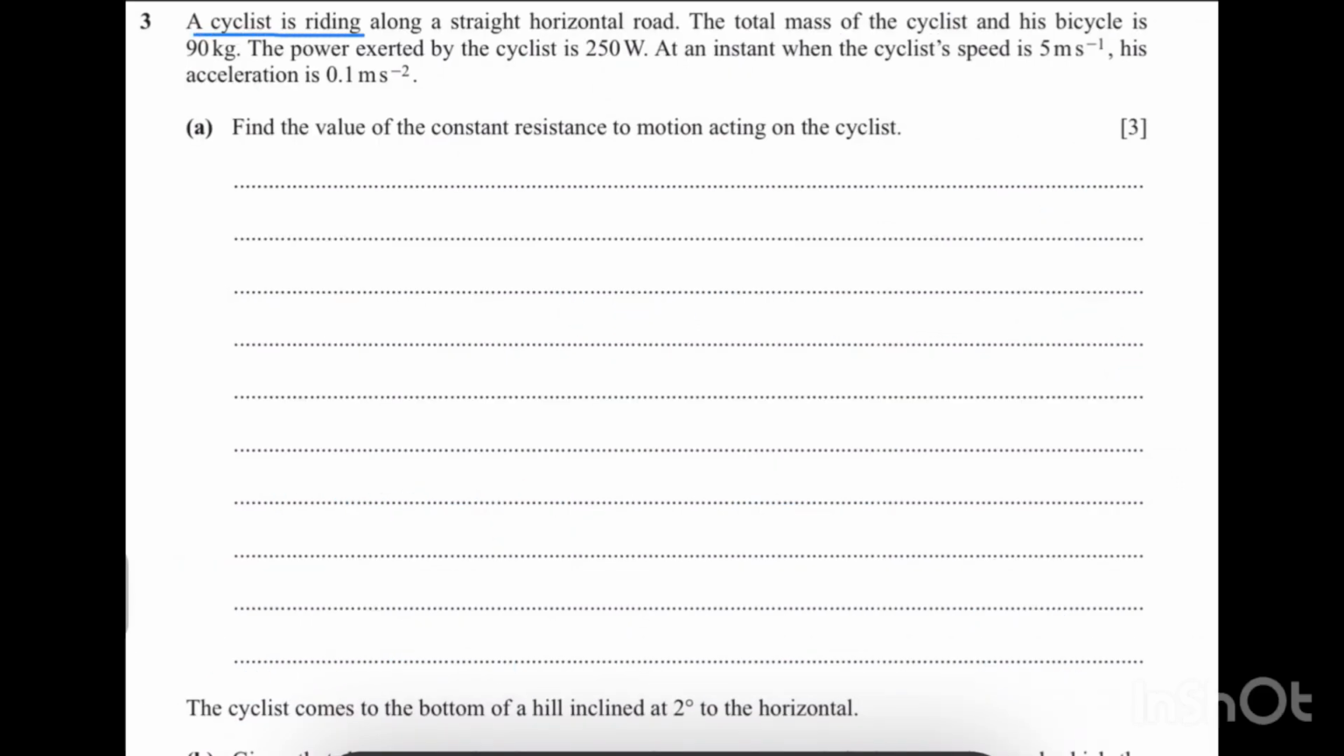A cyclist is riding along a straight horizontal road. The total mass of the cyclist and his bicycle is 90 kg. The power exerted by the cyclist is 250 watts. At an instant when the cyclist's speed is 5 meters per second, the acceleration is 0.1 meters per second squared. For part A, we need to find the value of the constant resistance to motion acting on the cyclist. Resistance to motion is always friction, so friction is the unknown variable.